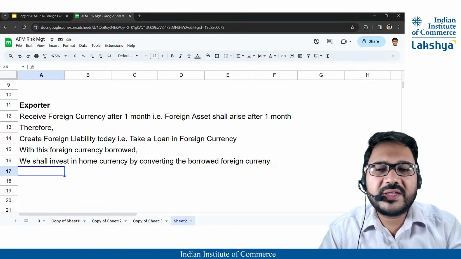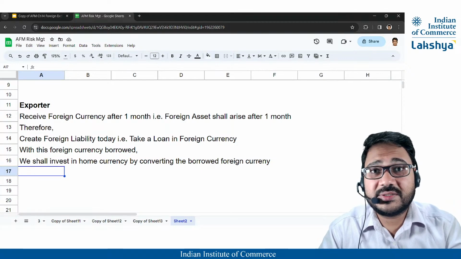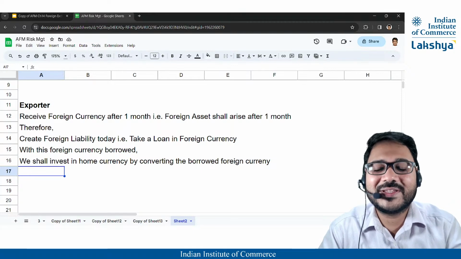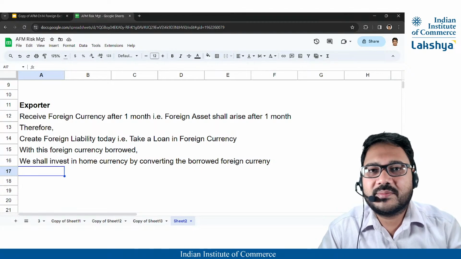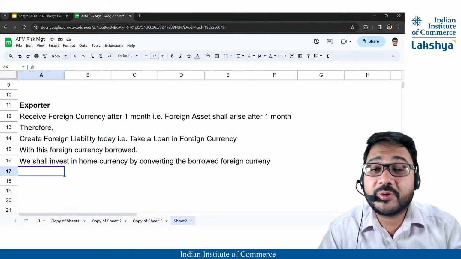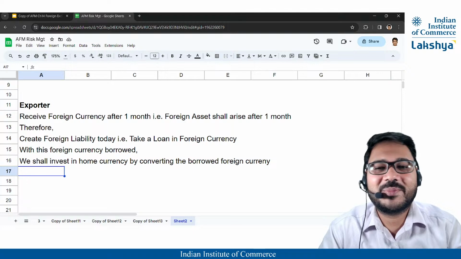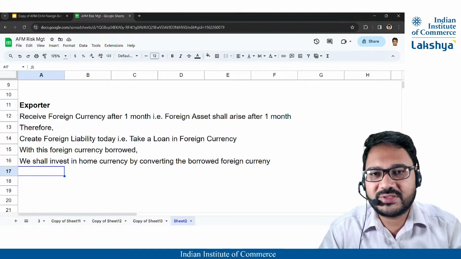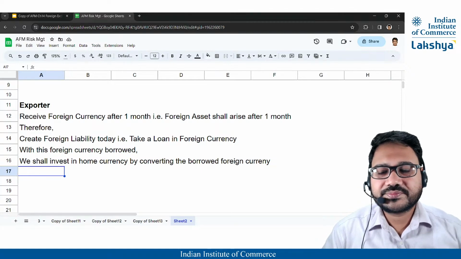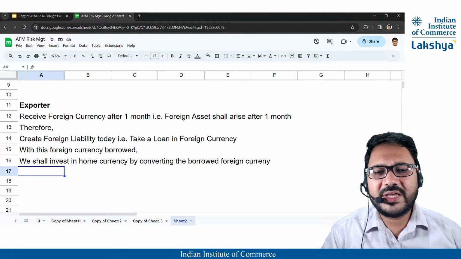Okay, but however, there is one risk: what if the person doesn't pay you on time? In that case, you have a foreign liability that has arisen, and you would still have to pay it. Because the bank is not going to recognize that your customer defaulted and let you off easy. No, that's not going to happen, because the bank is going to say, we had a deal with you, you promised us, we don't know about your other transactions, right? So this is how money market hedges are done. It's very, very simple, and you can easily score marks in this.